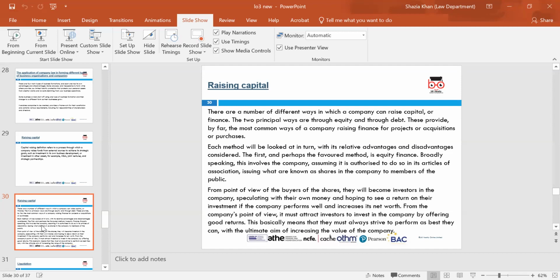So when a company sells its shares to members, is it always the fact that the shareholder will make a profit?